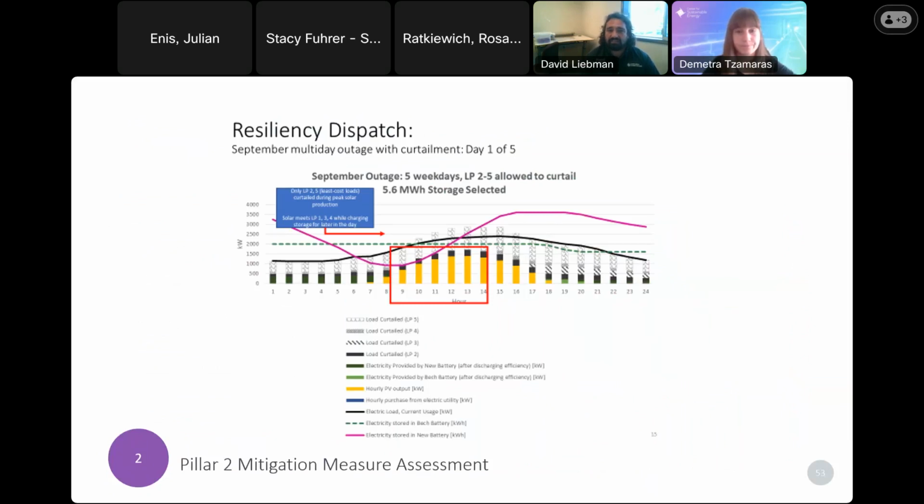So here we can then see the actual resiliency dispatch. Again, the value of utilizing an advanced modeling tool as part of the mitigation measures was that not only could it give us a list of cost and different types of technologies and sizing, we can then model it to see how would it actually operate in a multi-day outage event. So what this slide shows us is the first day of a 5-day outage and what is the generation and storage sizing we would need if we allow all of our load priority 2 through 5 buildings to load shed and just serve our load priority 1 buildings in a 5-day outage. And the model said that we need 5.6 megawatt hours worth of capacity in order to survive a 5-day outage event, just serving load priority 1 buildings.